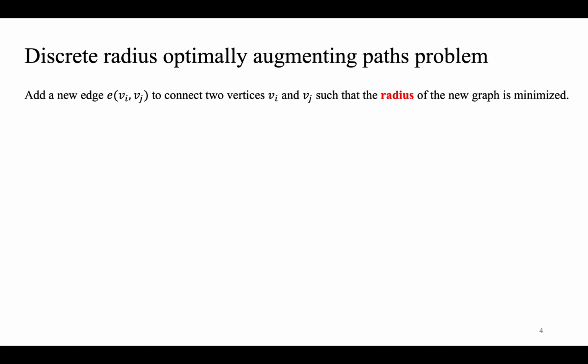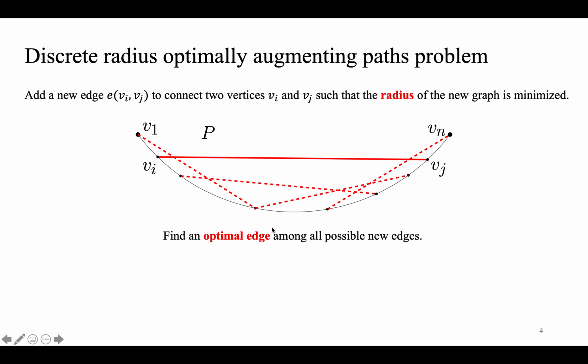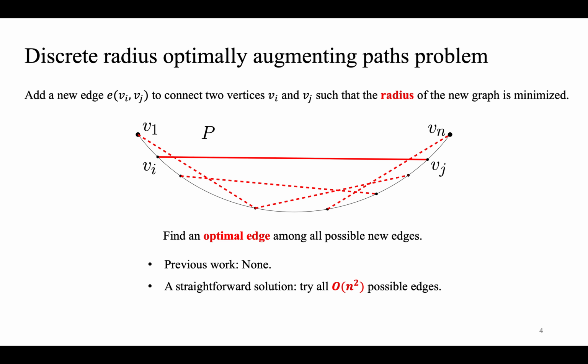Next, let me show you the problem statement. For a given path graph, we try to add a new edge ViVj to connect two vertices Vi and Vj such that the radius of the new graph is minimized. Like this picture shows, we try to find an optimal edge among all the possible new edges. For this problem, there is no previous work in the literature to the best of our knowledge. A straightforward solution is trying all order of n squared new edges, which would take at least order of n squared time. And we will give a linear time algorithm for this problem.